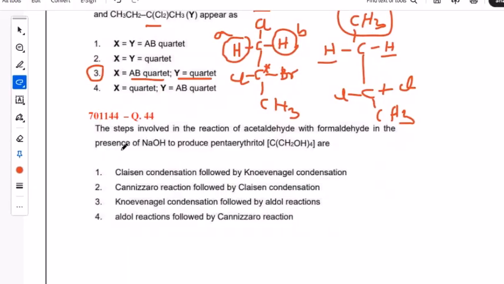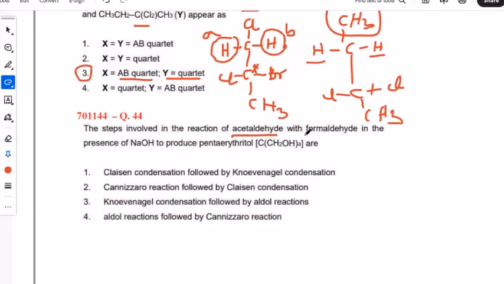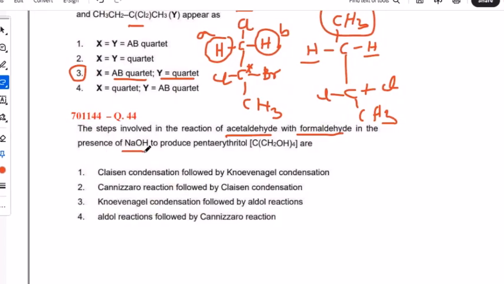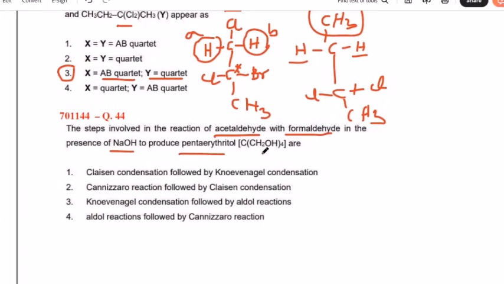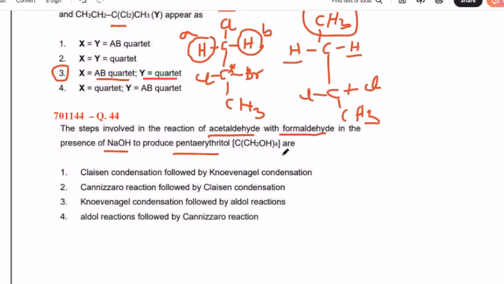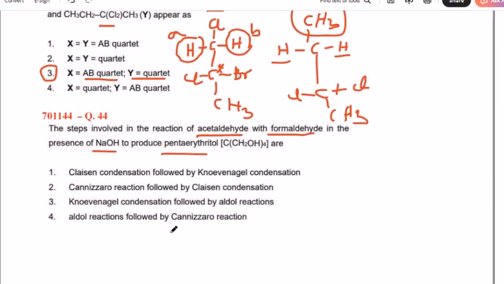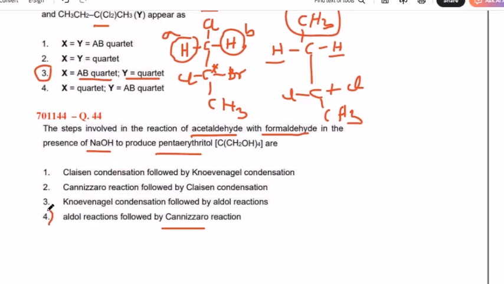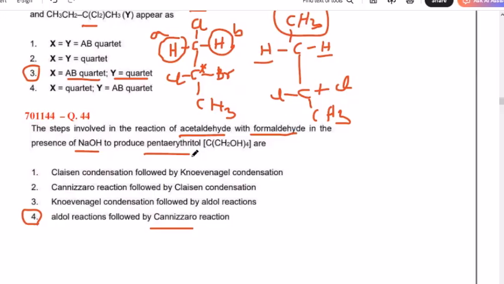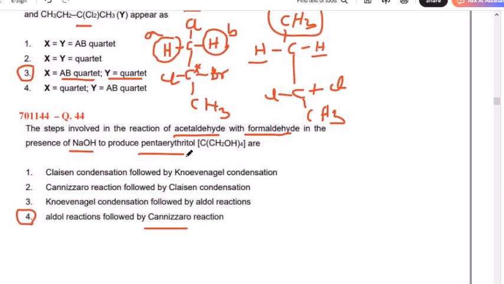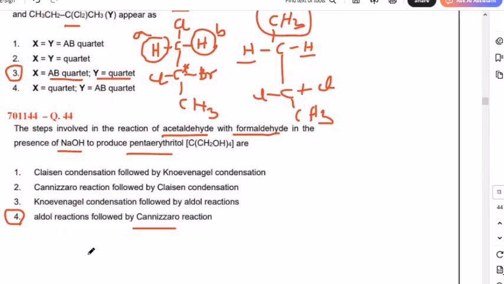Next, question number 44, the steps involved in the reaction of acetaldehyde with formaldehyde in the presence of sodium hydroxide to produce pentaerythritol. This is pentaerythritol. What is going to happen? An aldol reaction is going to take place, followed by a Cannizzaro reaction. This aldol and Cannizzaro pentaerythritol preparation you will learn in general organic name reactions. So question number 44, option 4 is the correct option, friends.